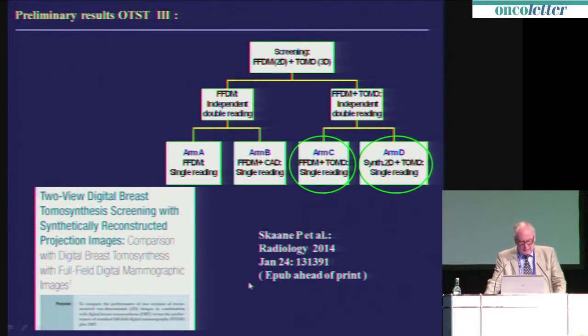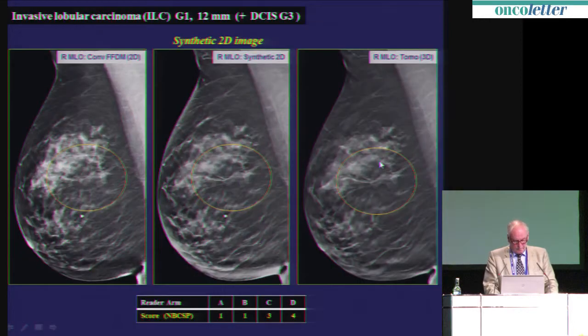I think the last paper, it is online, published in Radiology, so you can find it there. It is 2-view digital breast tomosynthesis screening with synthetically reconstructed projection images, also synthetic 2D. What did we do in this study? We compared arm C with arm D, also conventional 2D plus tomo versus synthetic 2D images plus tomo.